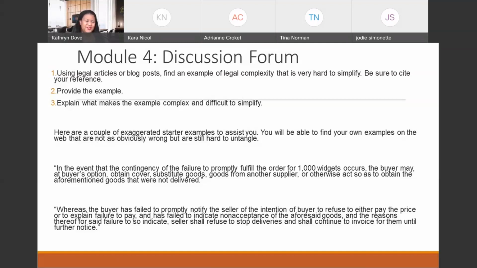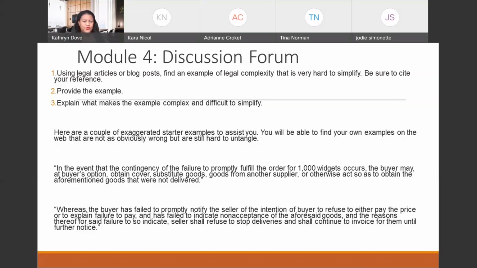All right, good. So let's look at the second example of legalese. Whereas the buyer has failed to promptly notify the seller of the intention of the buyer to refuse to either pay the price or explain failure to pay, and has failed to indicate non-acceptance of the aforesaid goods and the reasons thereof for said failure to indicate, seller shall refuse to stop deliveries and shall continue to invoice them until further notice.